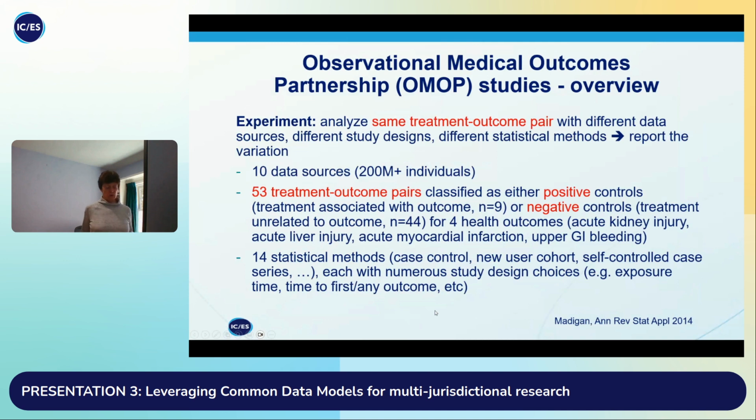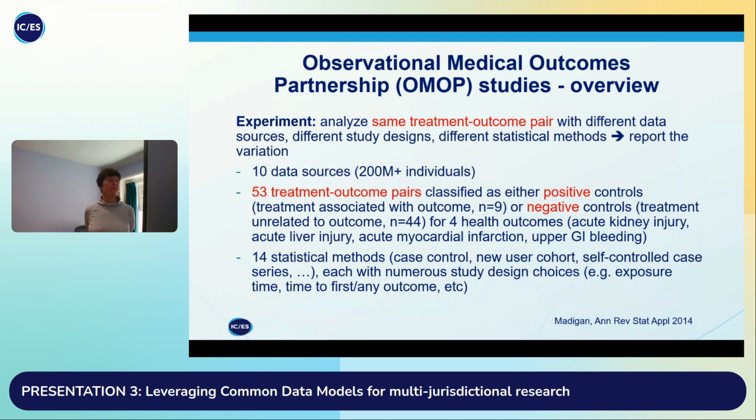What they wanted to do was develop a data-driven approach. The investigation was to see how bad the problem is, and the eventual solution, which we're seeing in modern-day Odyssey, is how we can do better. What they did, which can only be done with modern high-speed computers, was run experiments. They had access to 10 huge high-quality databases with more than 200 million individuals, and they looked at 53 different treatment and outcome pairs.